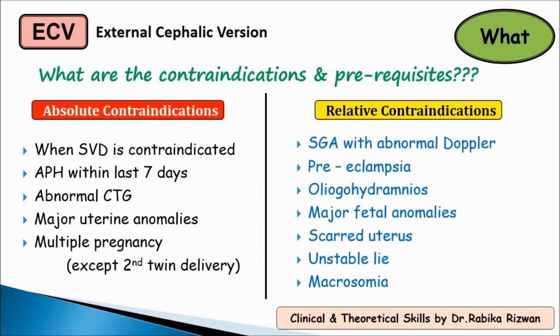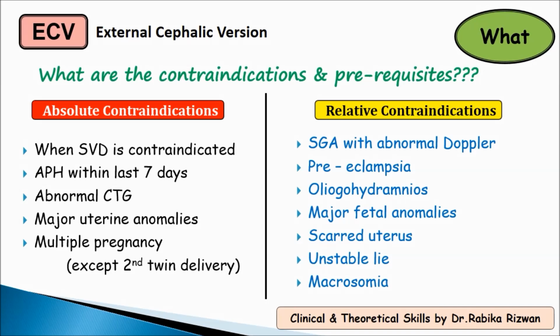The relative contraindications are small for gestational age baby with abnormal Doppler, preeclampsia, that is high blood pressure along with proteinuria, oligohydramnios, that is reduced amount of liquor around the baby, major fetal anomalies, scarred uterus, that is previous one lower segment cesarean section. As you can see, the guidelines recommend us to consider external cephalic version in a patient with prior lower transverse cesarean section. So it is not a contraindication. Next, relative contraindication is unstable lie. And the last point is macrosomia, that is fetal weight more than 4 kilograms.